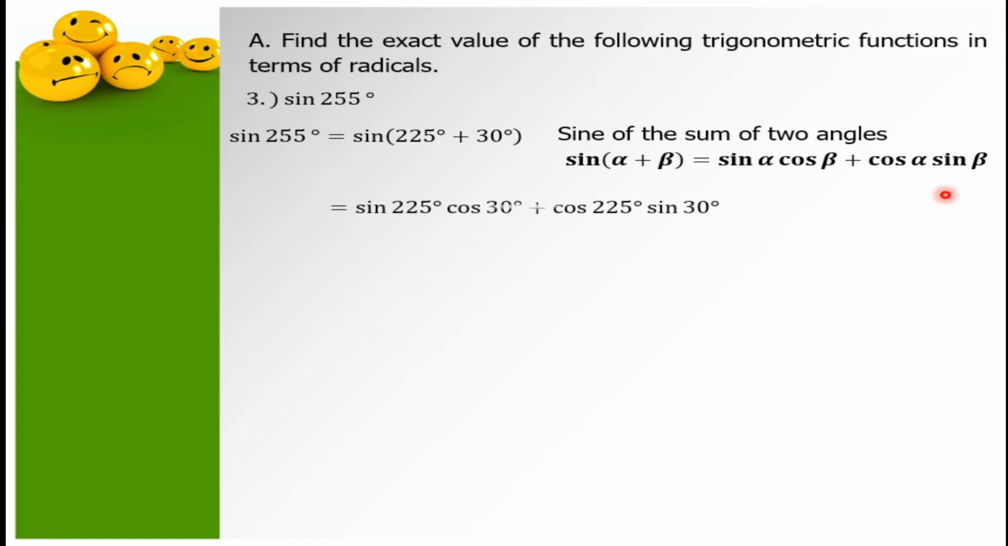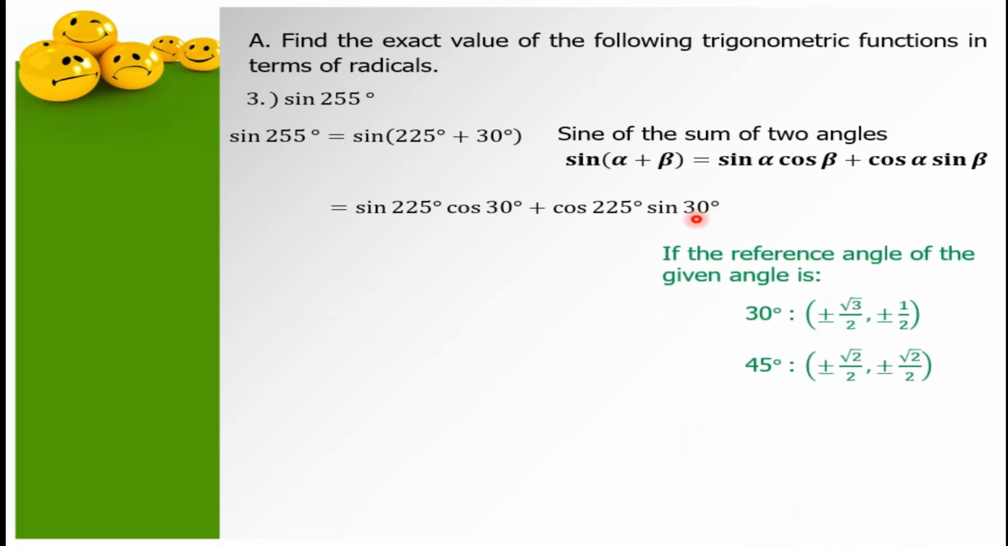By simplifying, we now have sine 225 degrees, cosine 30 degrees, plus cosine 225 degrees times sine 30 degrees. Sabi ko na kanina, yung 225 degrees ay may reference angle of 45, yung 30 degrees ay reference angle of 30 degrees. So ito yung possible na mga coordinates ng point of intersection ng terminal side at saka ng unit circle. Now, locate natin yung terminal side kung saang quadrant para malaman natin kung anong sign ang gagamitin sa mga coordinates, if positive ba or negative.